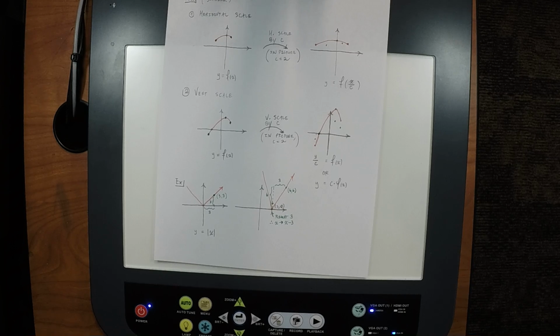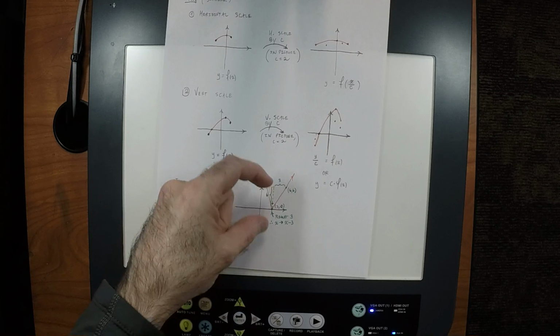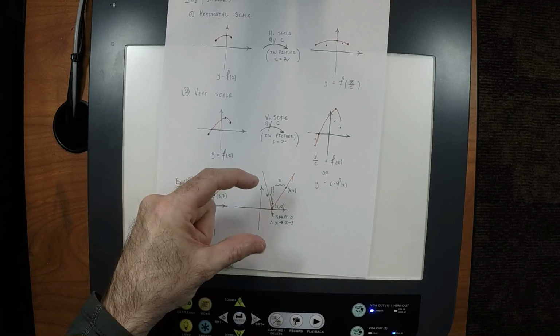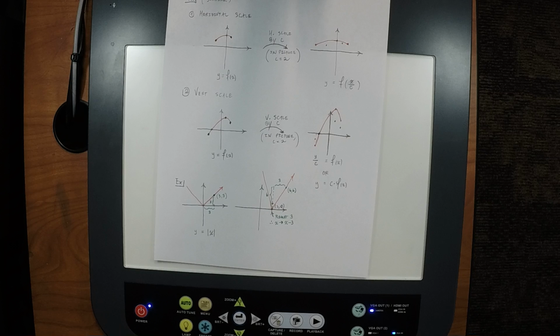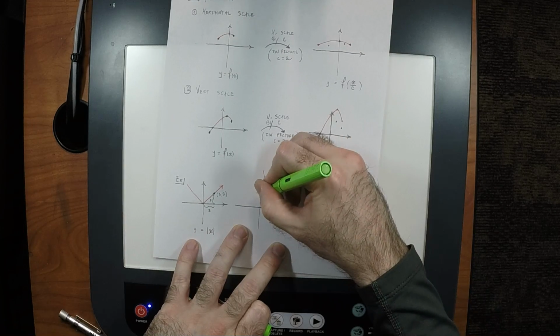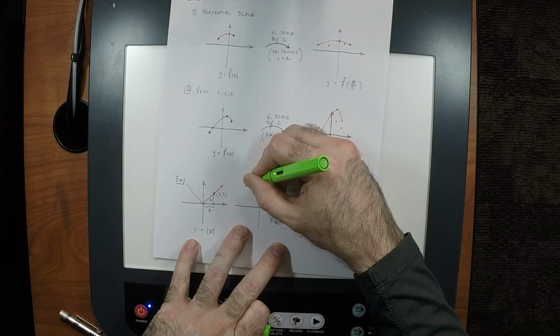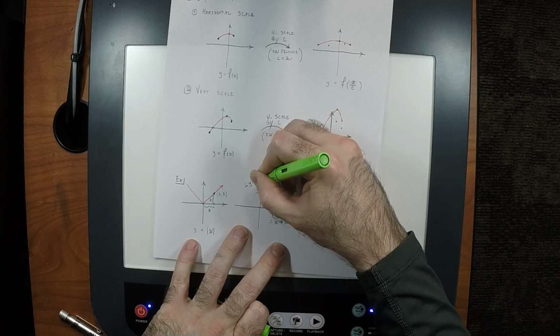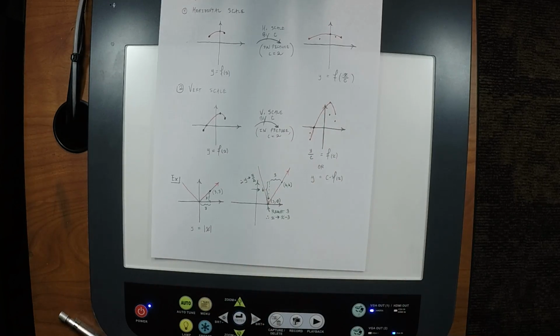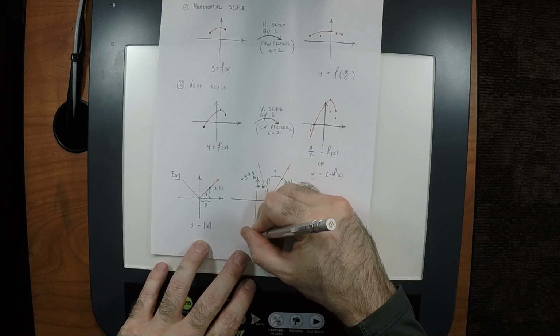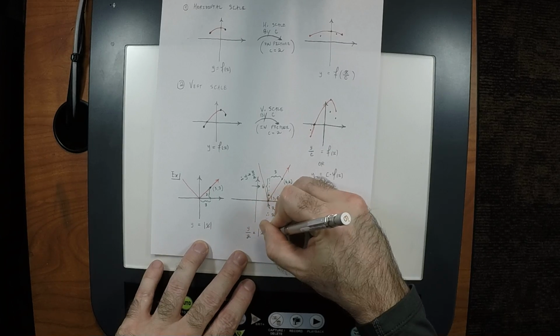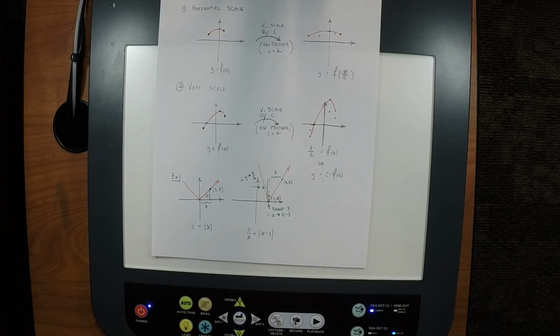Y over 2. Because it was at height 3, and then now it's at height 6. It doubled its height. So as a result, you could say the world got half as tall. So y becomes y over 2. So as a result of that, we can say therefore y becomes y over 2. All right. So the equation is y over 2 is absolute x minus 3. And if you desired, you could solve for y.